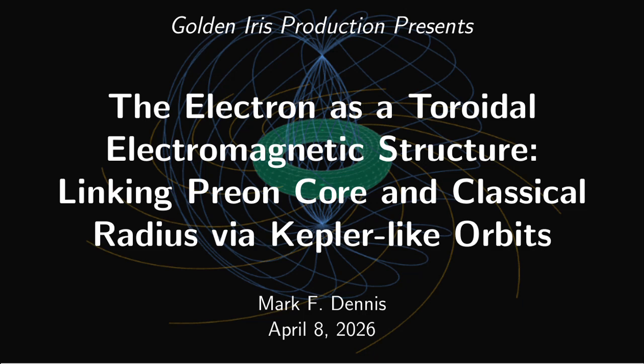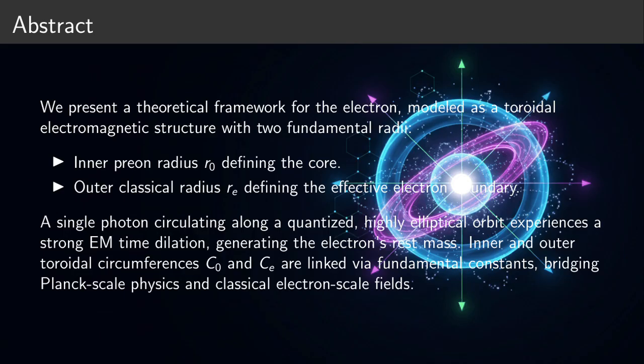Golden Iris Production presents the electron as a toroidal electromagnetic structure, linking preon core and classical radius via Kepler-like orbits, by Mark F. Dennis.